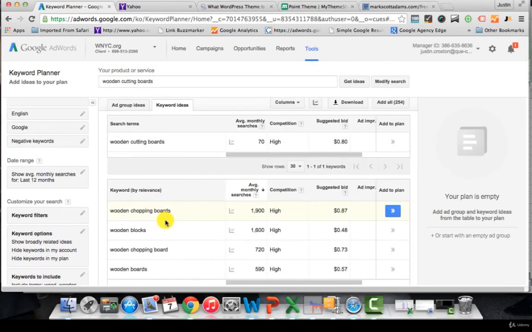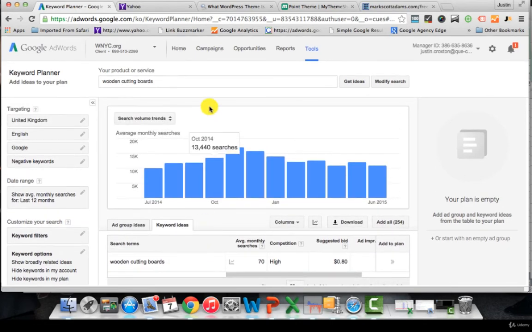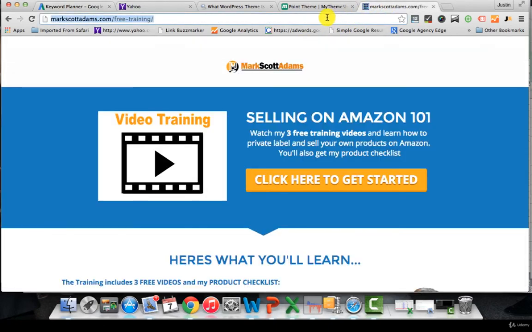And so what's really important is that it's not wooden chopping board. That's a whole other animal. That's a different search. That gets 720. So it tells you that wooden chopping board or wooden chopping boards get somewhere around 2,800 searches. I think that might even be a better keyword to leverage versus wooden cutting boards, for that matter. So, that's really a great process that you can go through if you're trying to find different keywords that can really make a difference for your business.